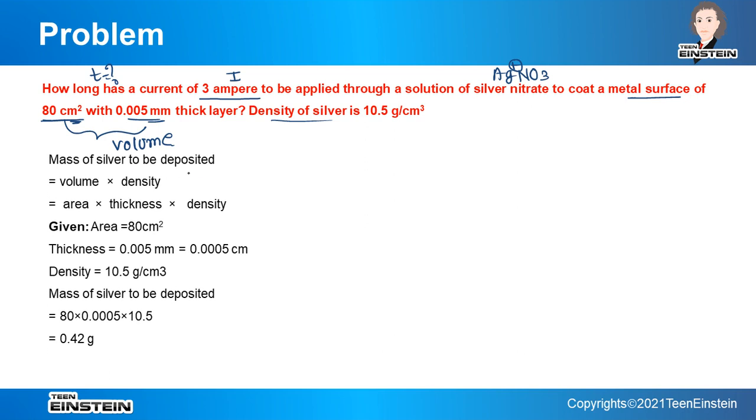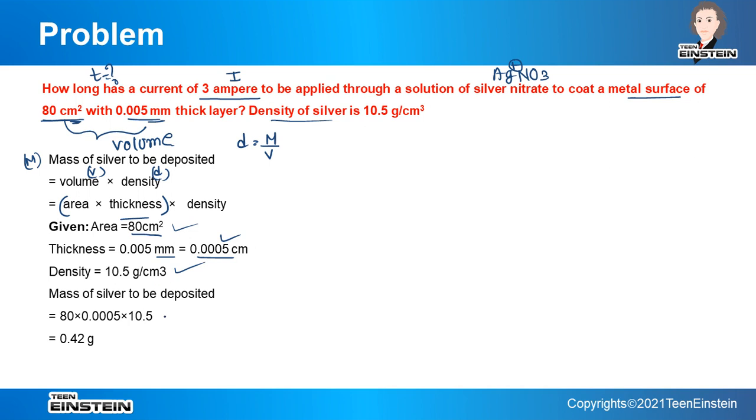So mass of silver to be deposited is volume into density, because density is mass by volume. So mass will be D into V. This is D, this is V, this is M. Now volume is basically area into thickness. So in place of V, now we will write area, where area is 80 centimeter square given in the question. Thickness is 0.005 millimeter, very small value, but millimeter you have to convert to centimeter, so 0.005 is now 0.0005. So put all these values.